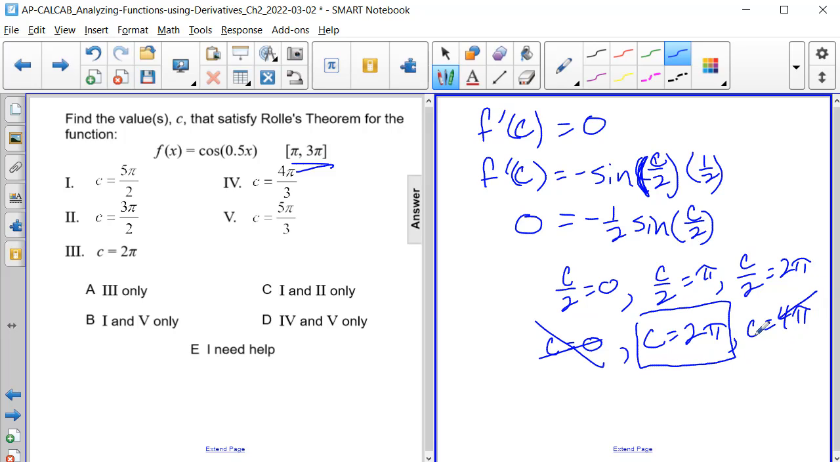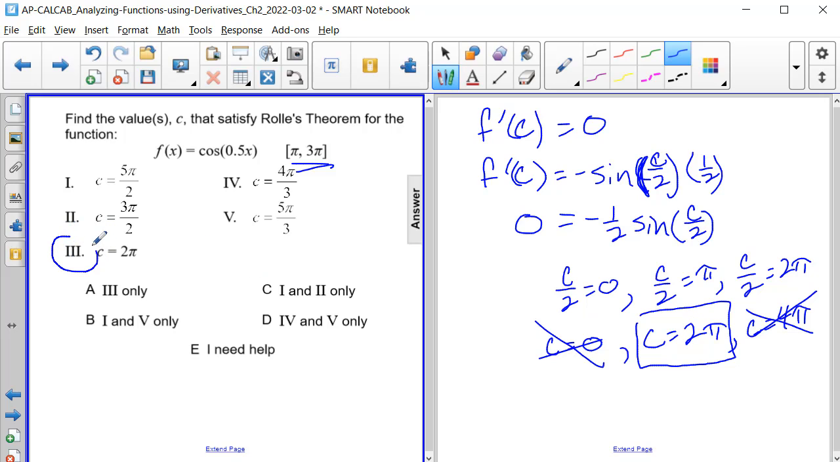4 pi is also outside of this interval, and if we kept going and set it equal to 3 pi, we would get another value that's outside of the interval. So the only c value that works within the given interval is c is equal to 2 pi, or Roman numeral 3 only, or answer choice A.